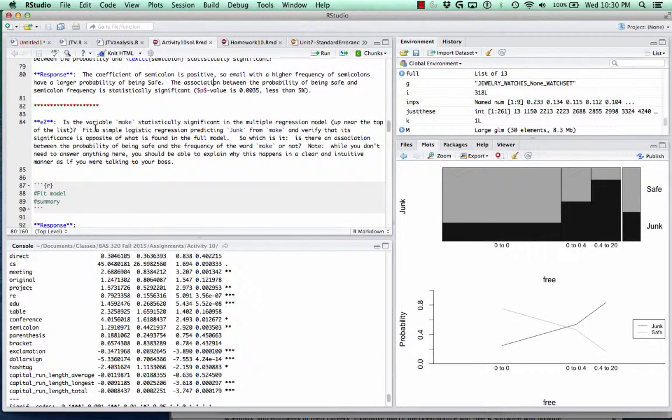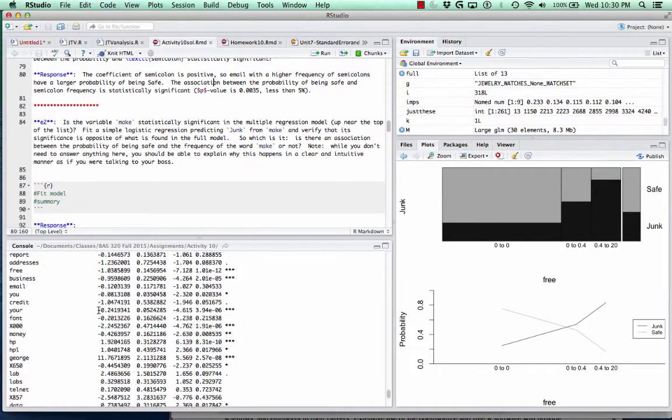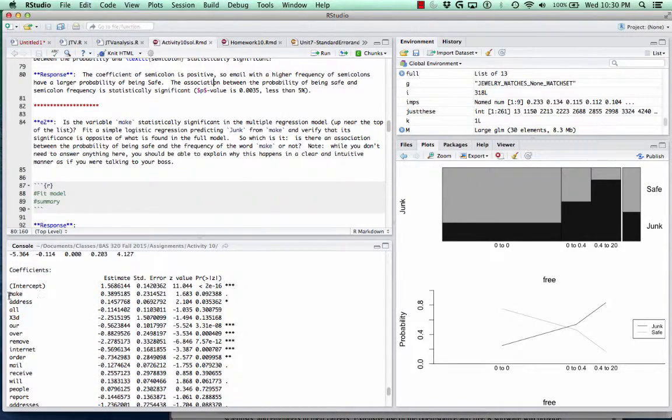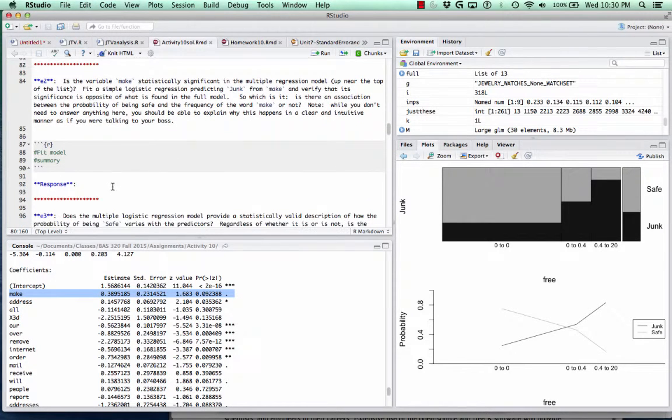E2 says, is the variable make statistically significant? So if we look all the way back up here, we can check out whether or not it is statistically significant or not by looking at its p-value. And it's not, because the p-value is larger than 5% here. So what we see is that make is not statistically significant in the multiple logistic regression model.